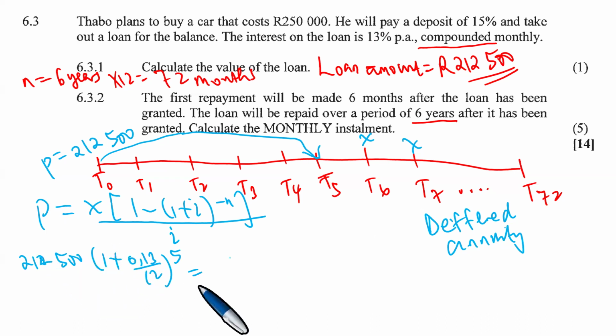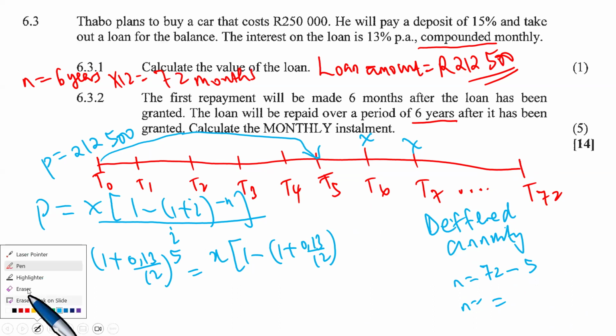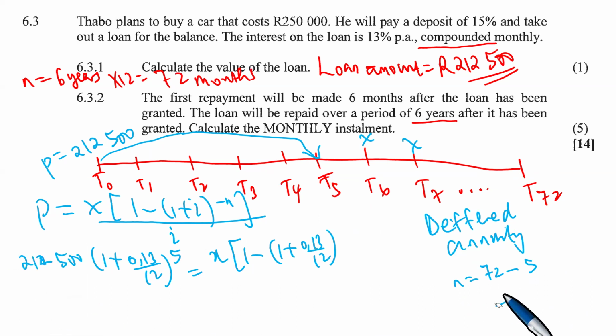mixed up and combined with the compound interest. X, which is 1 minus 1 plus 0.13 divided by 12 raised to the power. So you take the 72, you minus 5, like that. When you minus, you minus the 5 months where there were no payments. So if you subtract these things now, you have 72 minus 5, and you're getting 67.